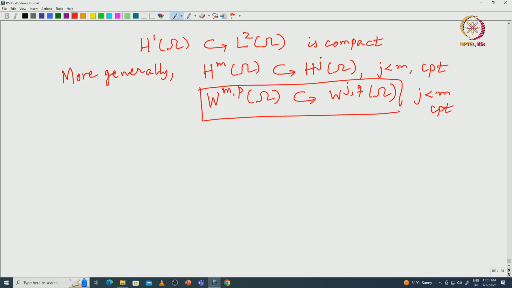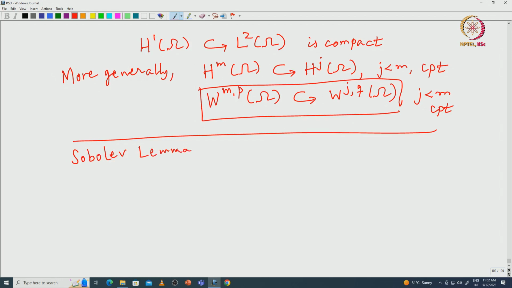and when you do the analysis of those PDEs. You can find these compactness results in the books of Kesavan and Gilbarg and Trudinger, Brezis. There are so many books. Today I am going to discuss one such embedding theorem, but not in the Sobolev classes. This is basically called the Sobolev Lemma in most of the books, or Sobolev embedding theorem.